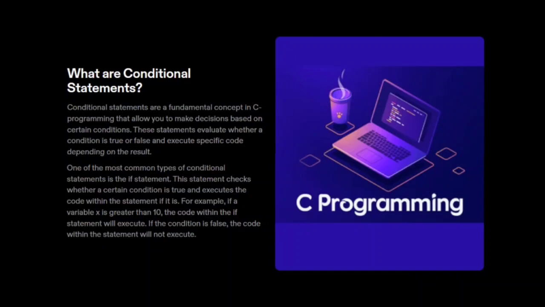One of the most common types of conditional statement is the if statement. This statement checks whether a certain condition is true and executes the code within the statement if it is. For example, if a variable x is greater than 10, the code within the if statement will execute. If the condition is false, the code within the statement will not execute.